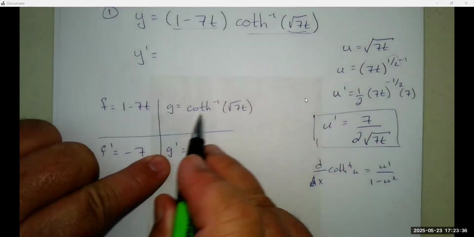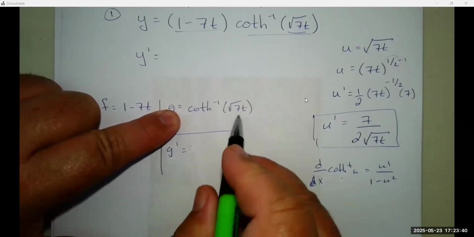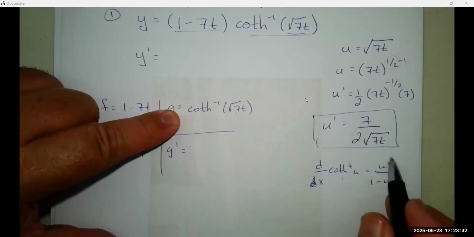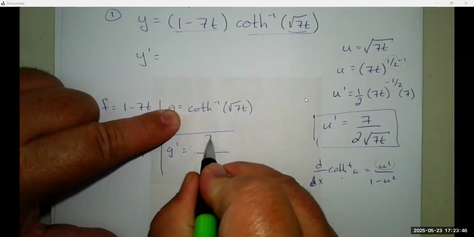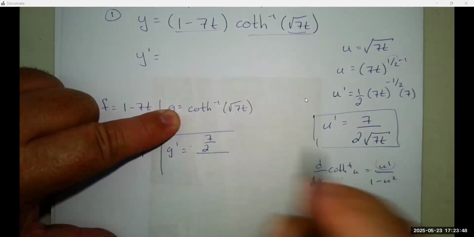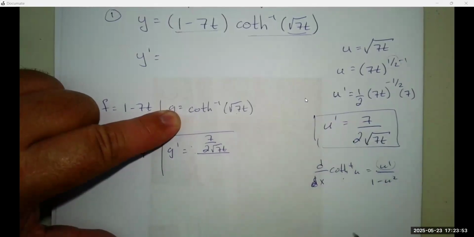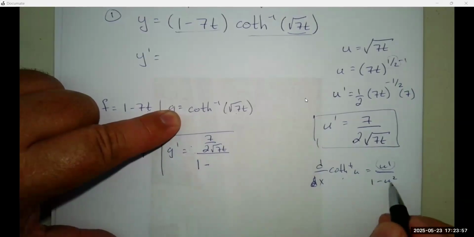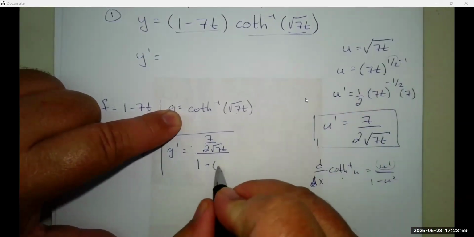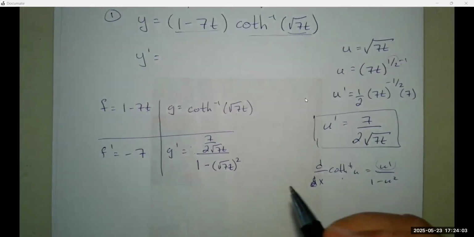So let's find the derivative of cotangent. First off, we know that the numerator is going to be 7 over 2 radical 7t. That's the u prime. Divided by 1 minus u, the square root of 7t, squared.